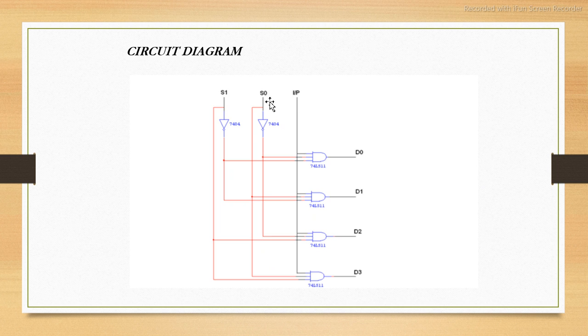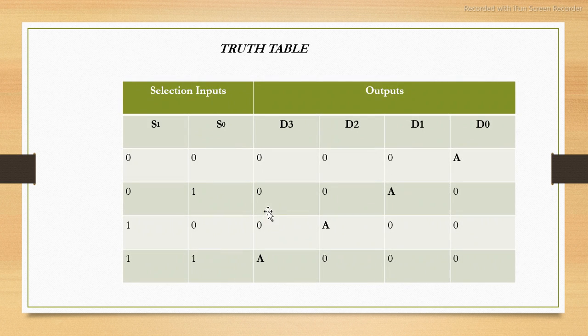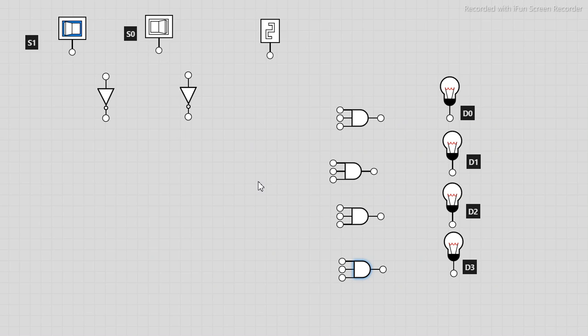Input A, S0, S1 will be connected: the input line to all the gates, and the NOT gates and selector lines. This is a truth table for the demultiplexer. It can be implemented. S1 S0 are the selector lines, the input is A, and the outputs are D0, D1, D2, D3.